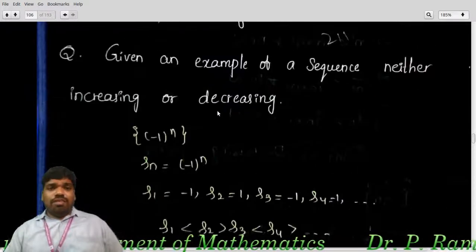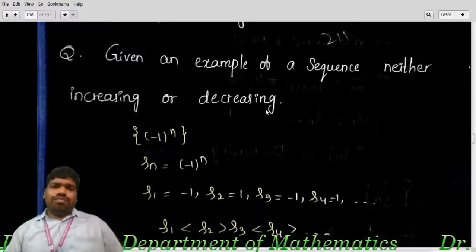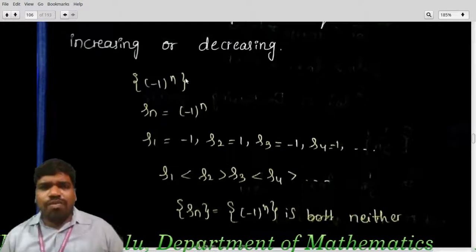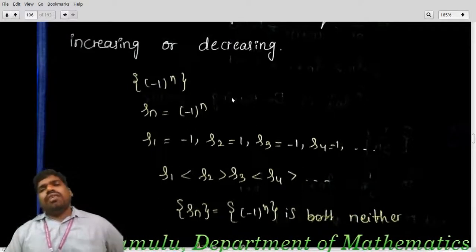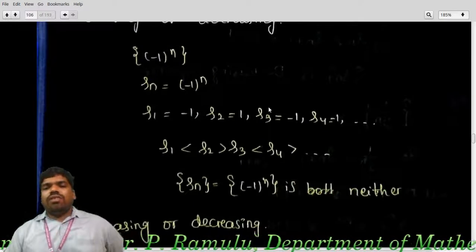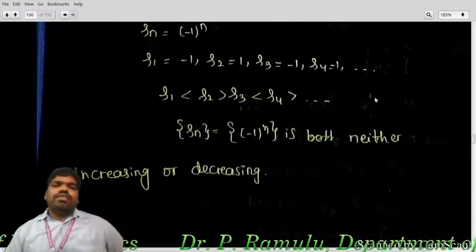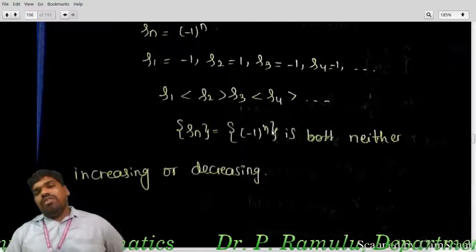I want another example. Give an example of a sequence neither increasing nor decreasing. If I take Sn = (-1)ⁿ, S1 = -1, S2 = 1, S3 = -1. That means S1 is less than S2, greater than S3, less than S4, and so on. That means Sn = (-1)ⁿ is neither.